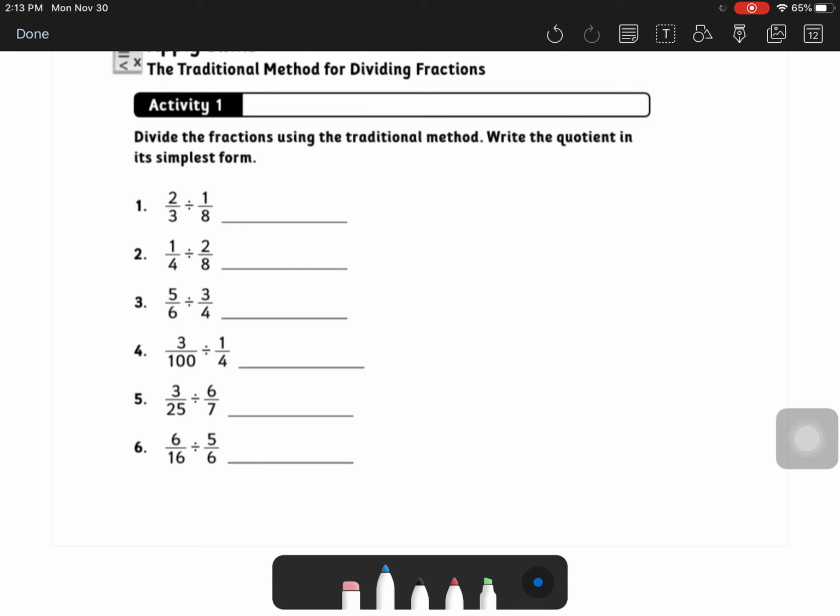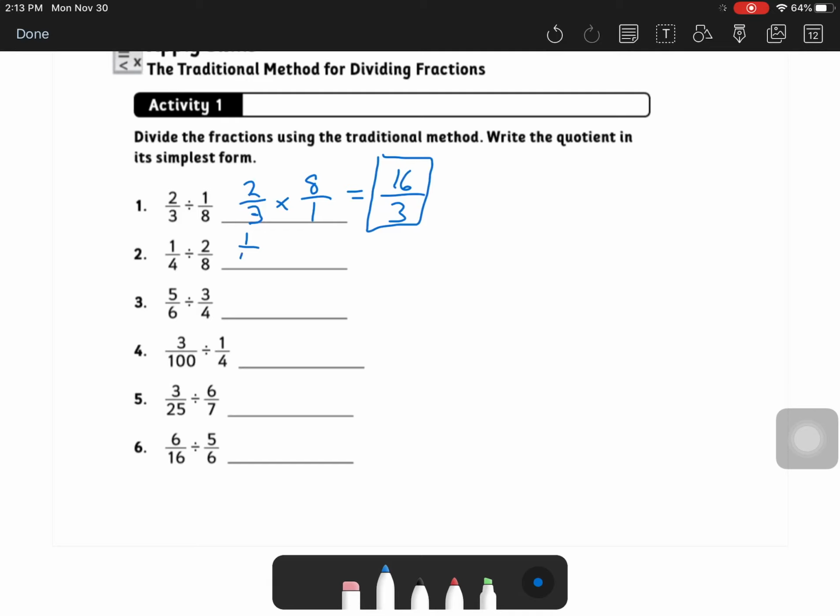All right, so here it says divide the fractions using the traditional method. Write the quotient in simplest form. Okay, so we're going to rewrite this as 2/3 times 8 over 1. And we're going to multiply across. 2 times 8 is 16. 3 times 1 is 3. And 16 and 3 don't have any common factors, so we're done.